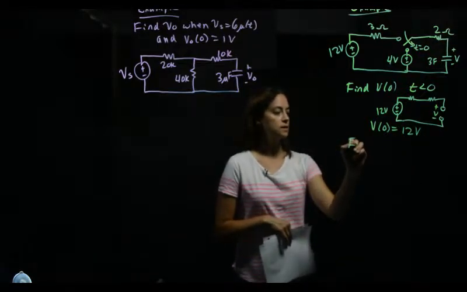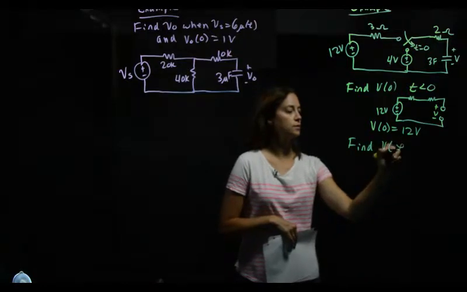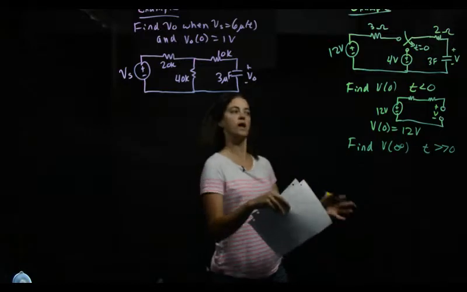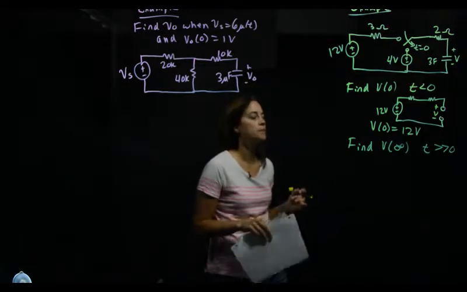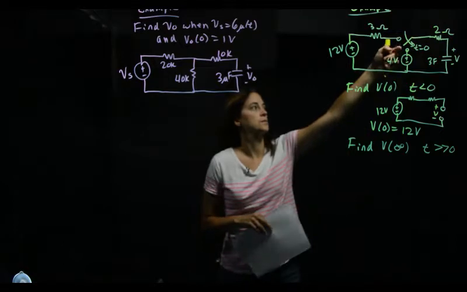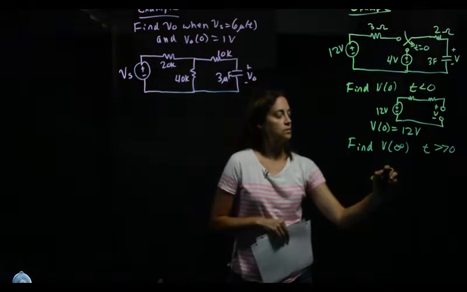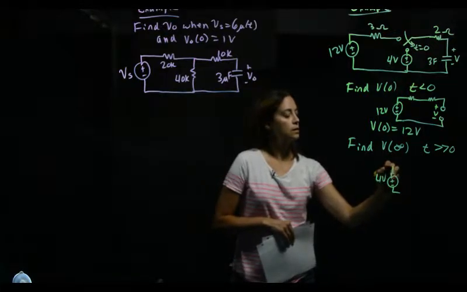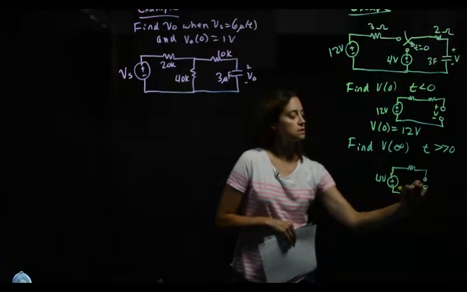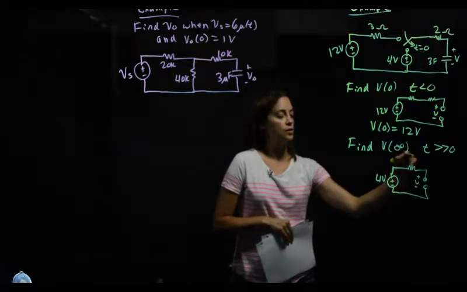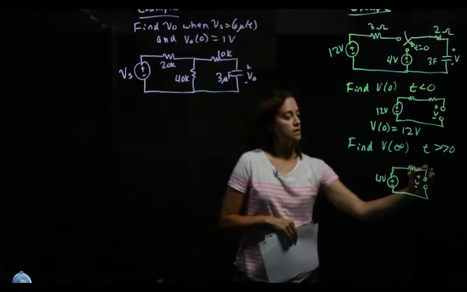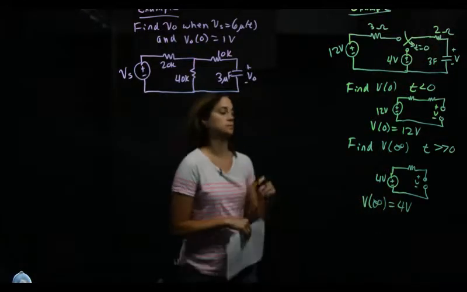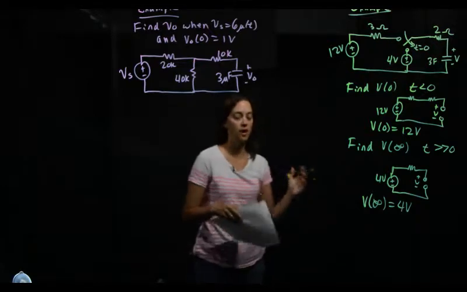Then we need to find our final voltage value. So it's t much, much greater than 0, so away from the switching point where things have chilled out. All right, what do we have for that? Well, the switch is in this position, so we've got 4 volts. Again, now we're in DC. This looks like an open. No current. So our v(infinity) is 4 volts. We found our initial, we found our final. Now we need our tau.